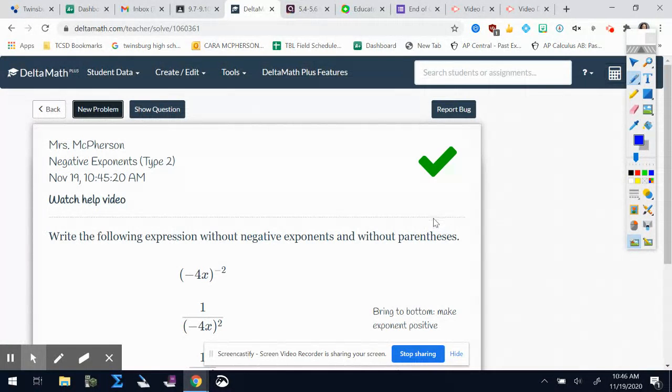So that's how you work with negative exponents, both when you're just asked to move things around and simplify, or when you have a negative exponent around an entire value.